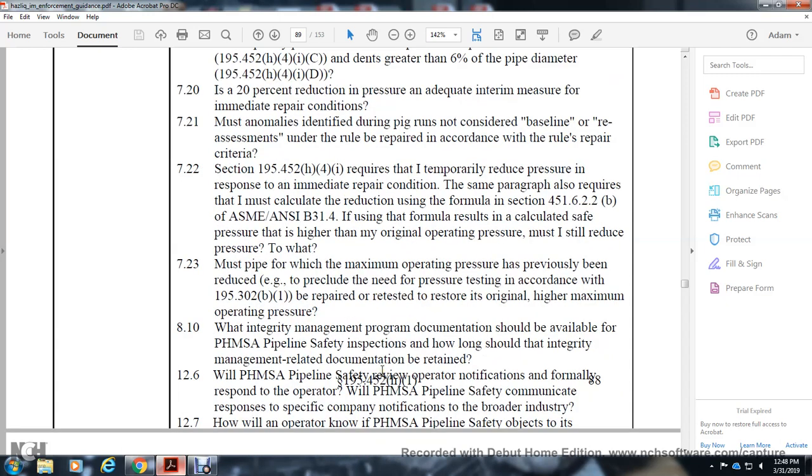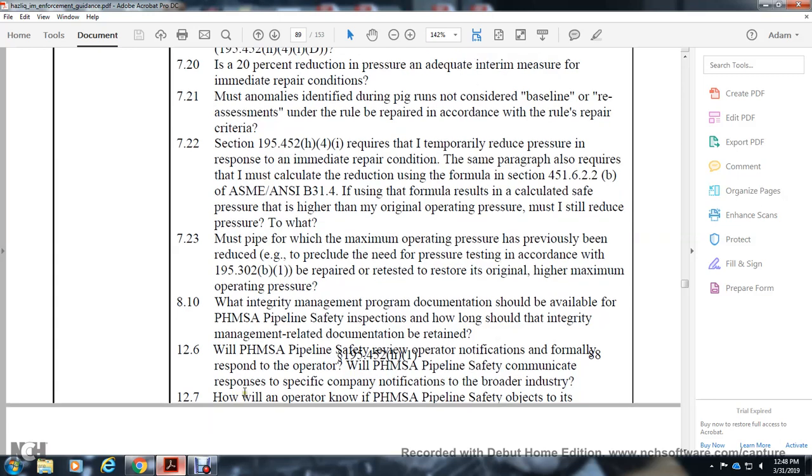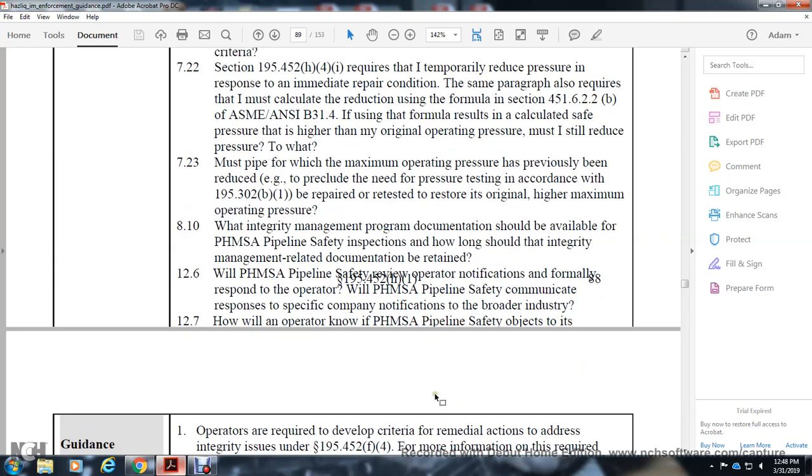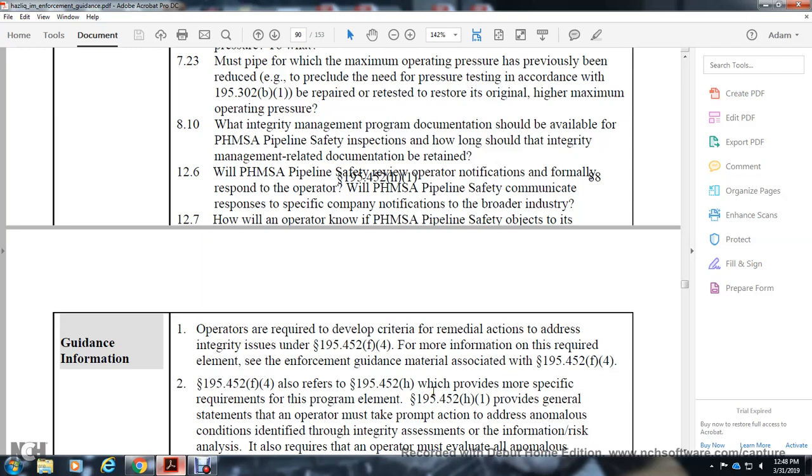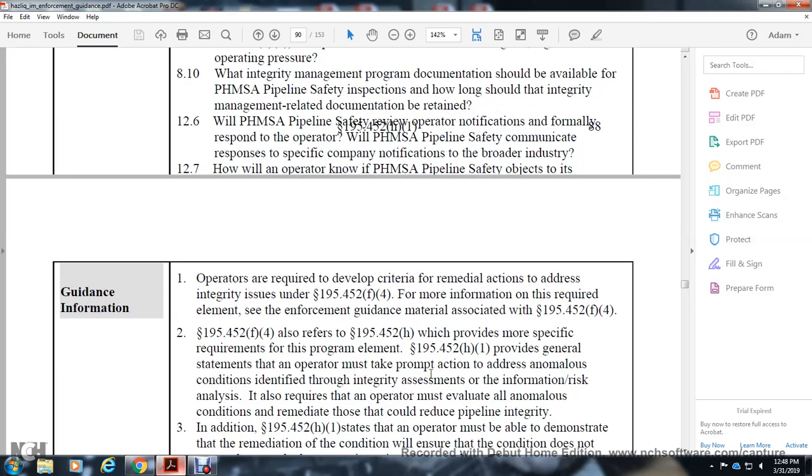8.10. Is integrity management program documentation available to PHMSA pipeline inspection? How long should integrity management related documentation be kept? PHMSA then conducts a safety review, and the operator formally responds to the PHMSA pipeline communication, specifically the company notification brought in 12-7. How will the operator respond to PHMSA if it objects to it? And then it's, I don't know, it's kind of cut off, the page was printed wrong.